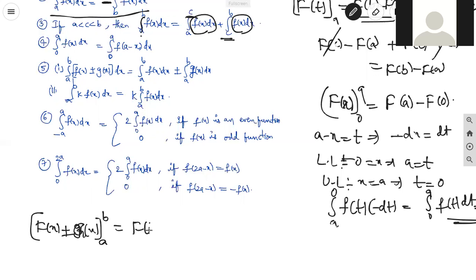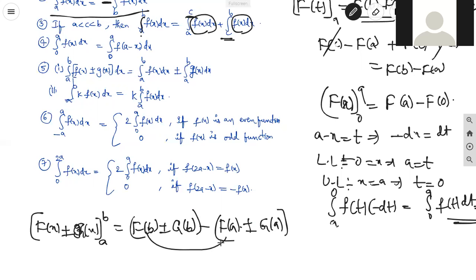that is capital F of b plus or minus capital G of b, minus capital F of a plus or minus capital G of a. Separating, it is F of b minus F of a plus or minus G of b minus G of a. For this, we are getting the same thing. If K is a constant, both are the same.